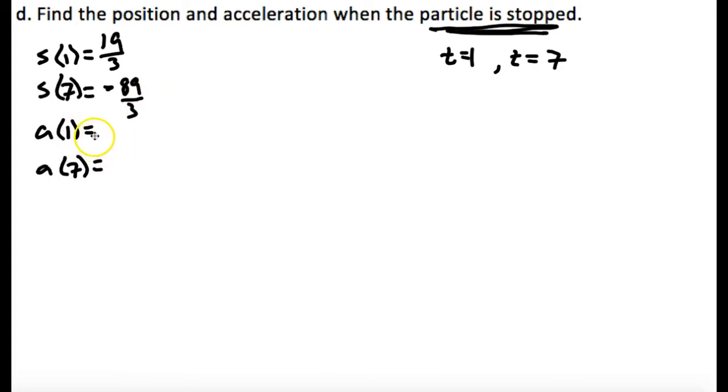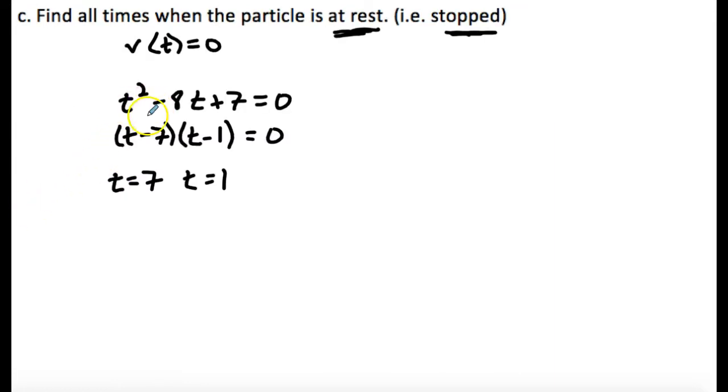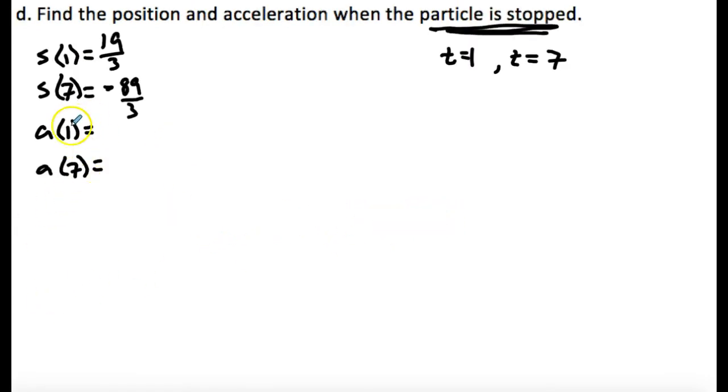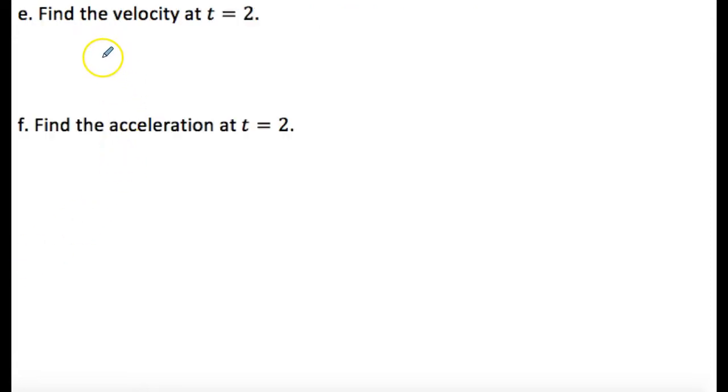Then acceleration, if I plug 1 into my acceleration function, what do we have? My acceleration function was 2t minus 8. So 2 times 1 is 2 minus 8 is negative 6. And if I plug 7 into that, 2 times 7 is 14 minus 8 is positive 6. All right. So let's take a look at E.